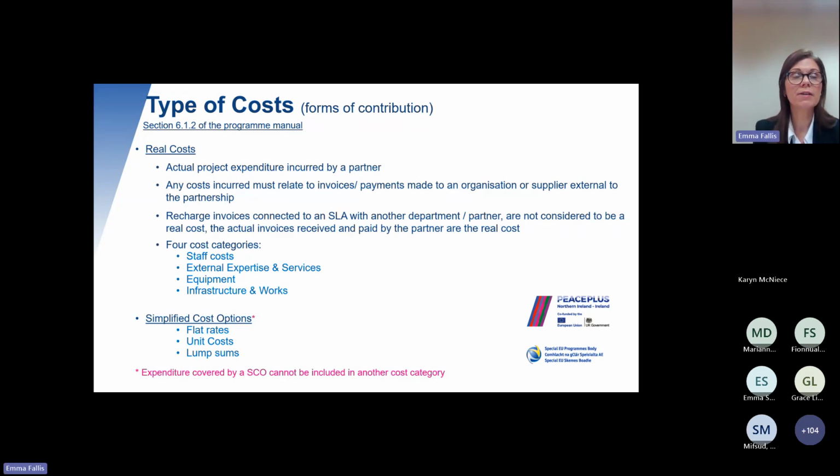There are 4 different cost categories: staff costs, external expertise and services, equipment and infrastructure, and works. And they're the 4 cost categories that you will be claiming your real costs against.